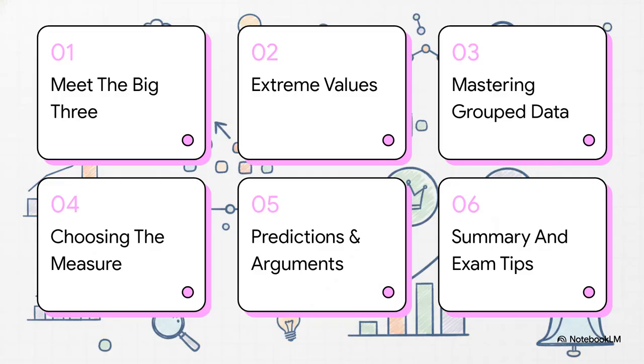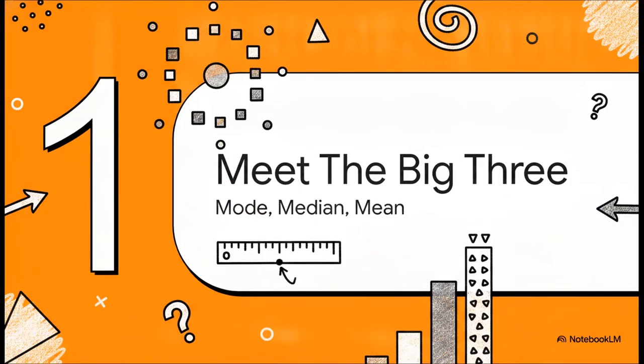All right, let's take a quick look at our roadmap for today. We'll start off by meeting the big three. Then we'll tackle extreme values in data. After that, we are mastering grouped data, choosing the right measure, making predictions and arguments, and finally, we'll wrap things up with a summary and some crucial exam tips. Section 1. Meet the big three.